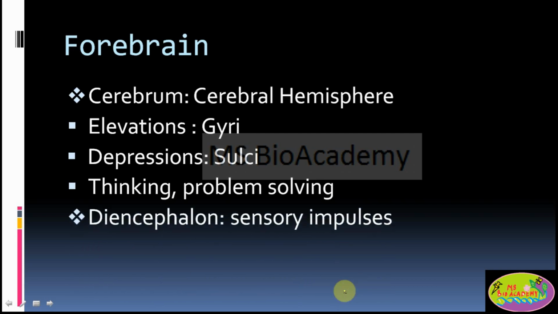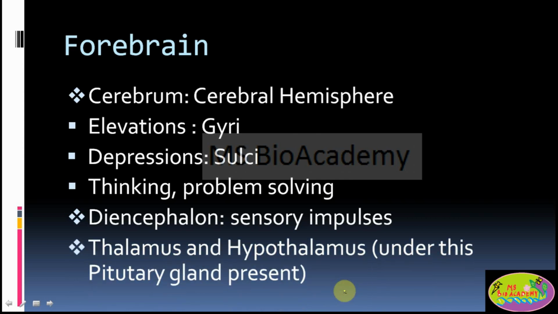The second part of the forebrain is the diencephalon, which is involved in different sensory impulses, and it has two parts, thalamus and hypothalamus, which we also discussed in our diagram slide, right? So these are the two important parts of the forebrain, the cerebrum and the diencephalon. The diencephalon consists of the thalamus and hypothalamus. The hypothalamus, I have told you, is the thermostat of our body, right?